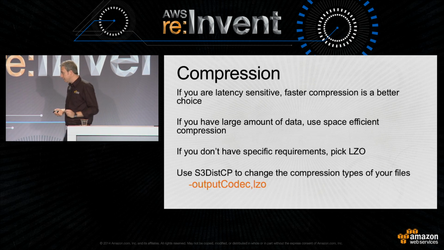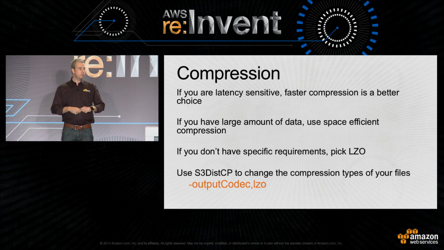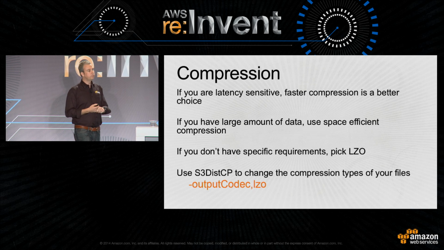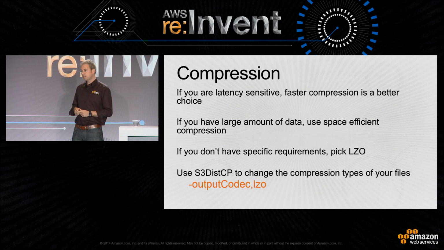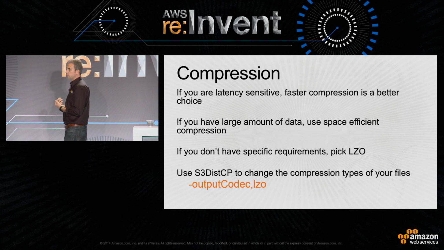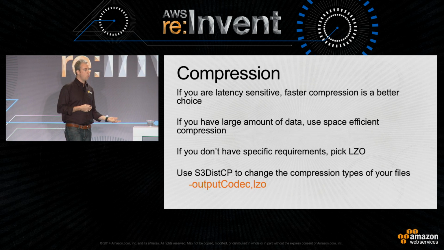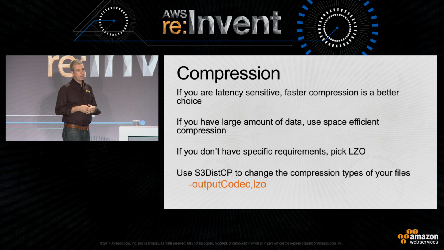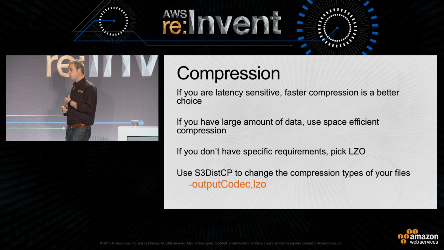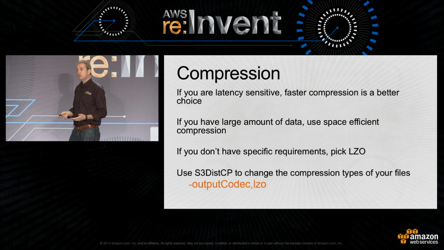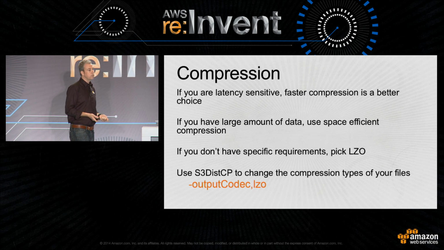And lastly, my personal advice to you would be that if you don't have any particular requirement, use LZO. It's fairly space efficient, it's extremely fast, and it has support across Hadoop 1 and Hadoop 2. And there's a large variety of command line tools on Windows, Mac, and Linux to be able to work with that data. So it's a very good choice.